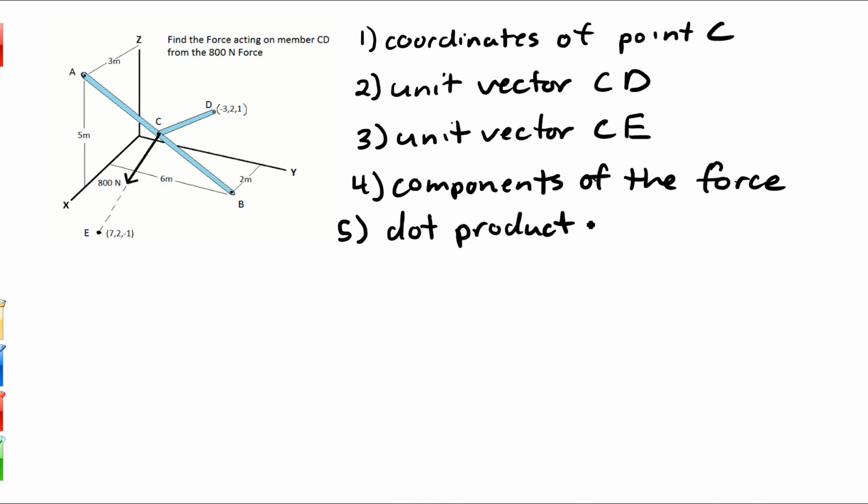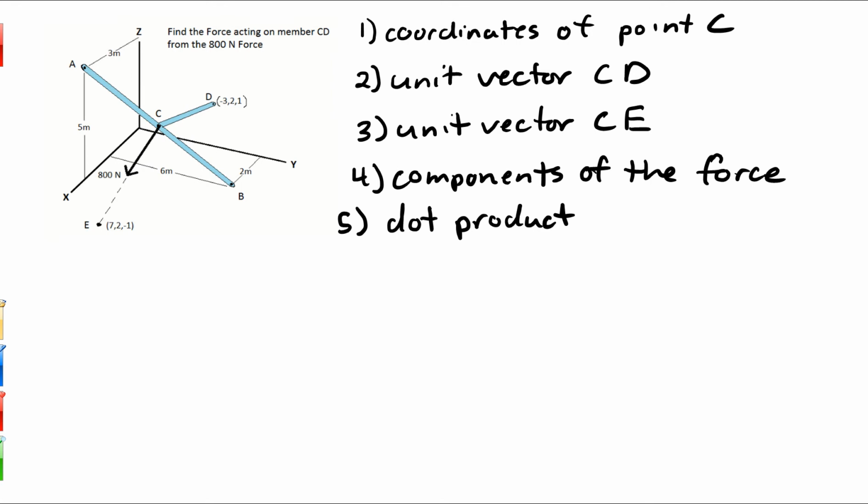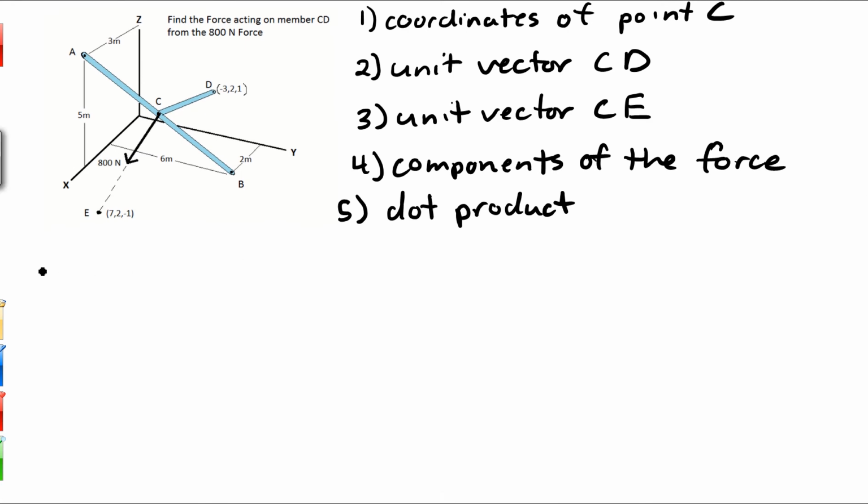So let's begin with part number one. Scroll down a little bit. Numero uno. What we need to do is find the coordinates of this in our XYZ plane. First we're going to figure out what it is from A to B, because C is basically in the middle of that. From A to B, this is our origination, this is our destination.